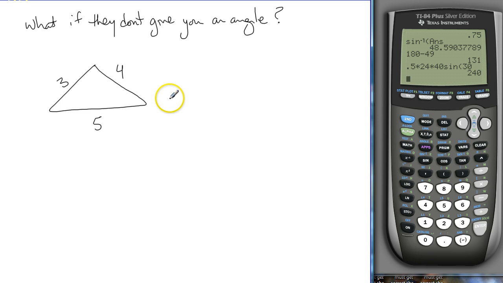Now, if they gave me a triangle like this, what I could do is a law of cosines first, right? Yeah, that would be good. Law of cosines first, find an angle, then use that angle and figure out which sides are on the opposite sides. That's a lot of work. That's a lot of work.